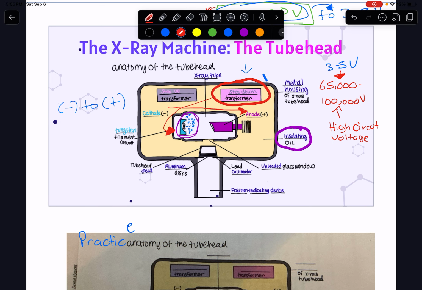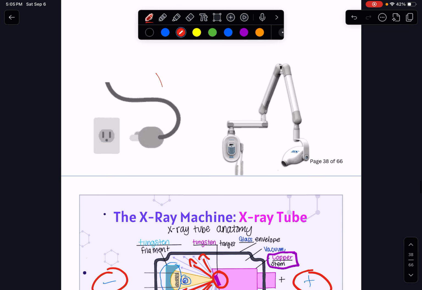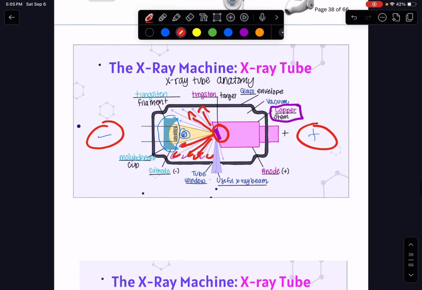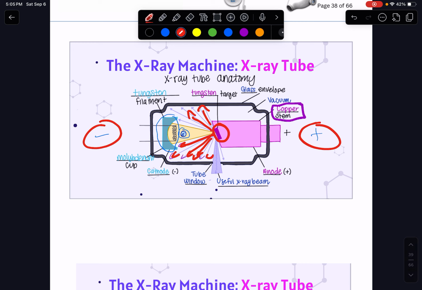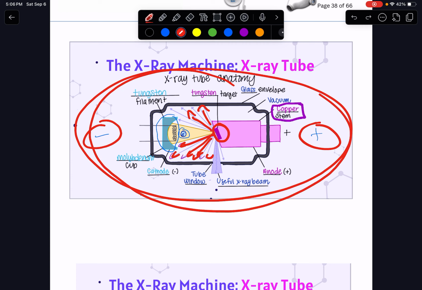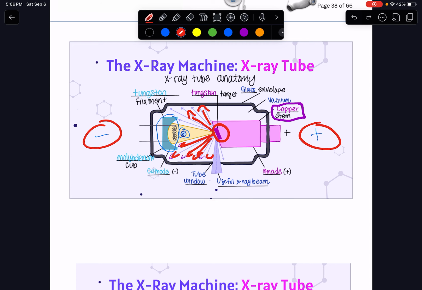So the leaded glass housing, actually, sorry, I think it's in this one. Pretty much this is all made out of glass. So that's what prevents the X-rays from coming out of this right here. Remember, this is the heart of the X-ray. This is where electrons are at. This is what's going to produce that X-ray.